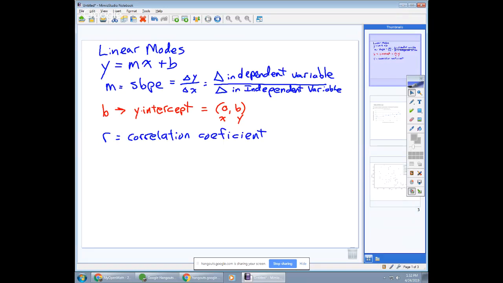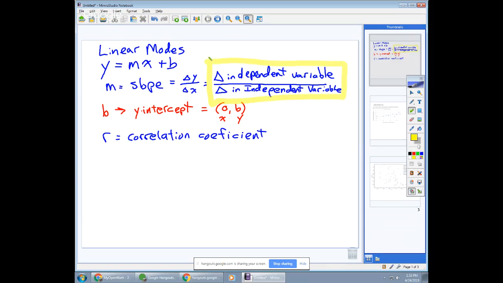So linear models, they are things that look like y equals mx plus b, remember? M is your slope, rise over run, change in your y values divided by change in your x values. So the y is our dependent variable. So I have change in my dependent variable divided by change in my independent variable. And this is important for many reasons.